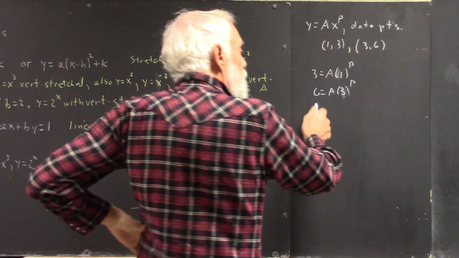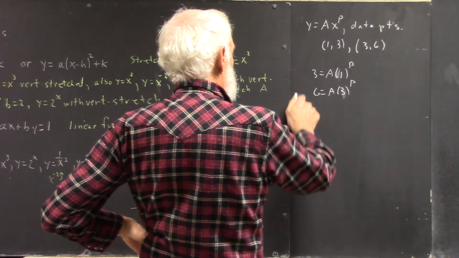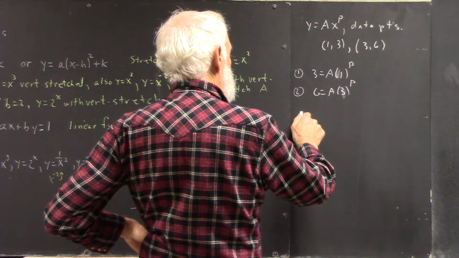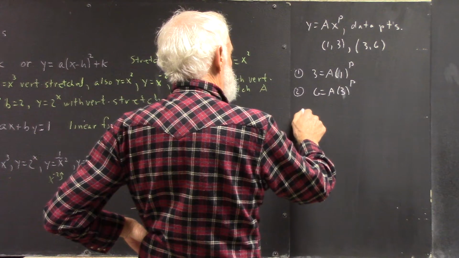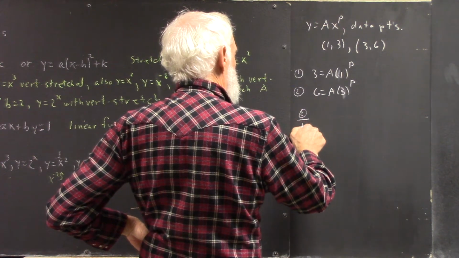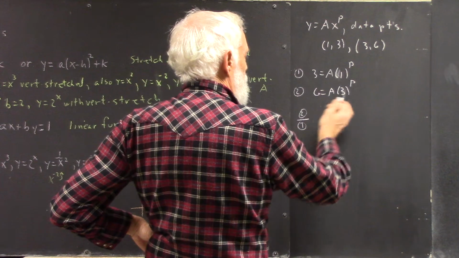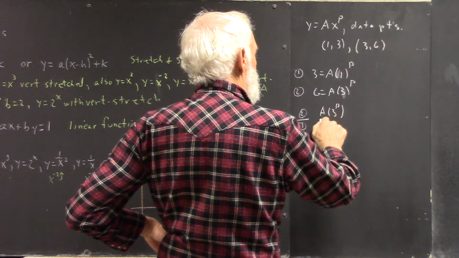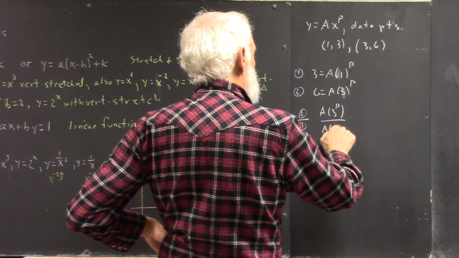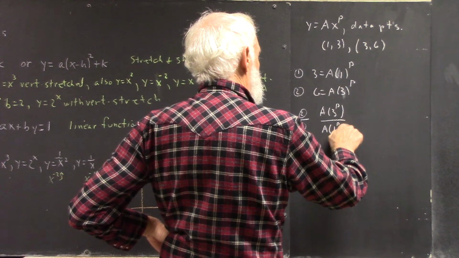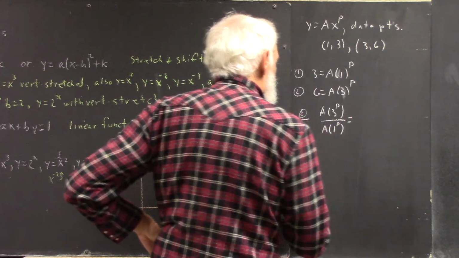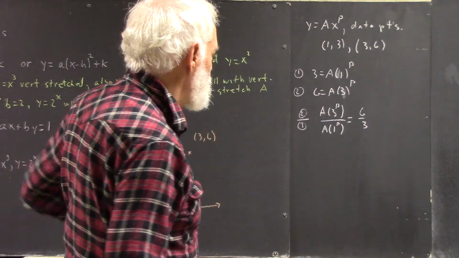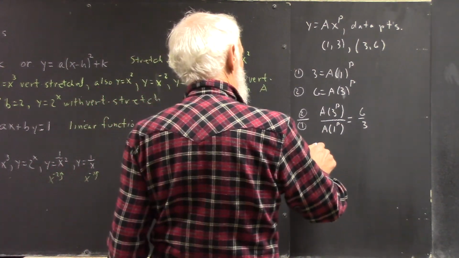Now you divide this equation by this one. So let's call these 1 and 2. And we're going to do 2 divided by 1. Now I'm going to switch sides. We're going to get a times 3 to the p over a times 1 to the p, and that equals 6 over 3. We divide this out and we solve it.